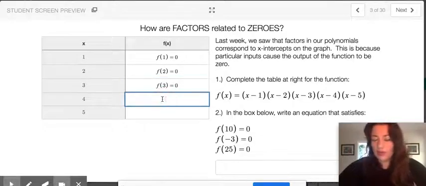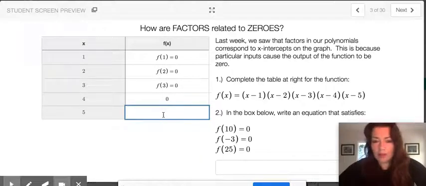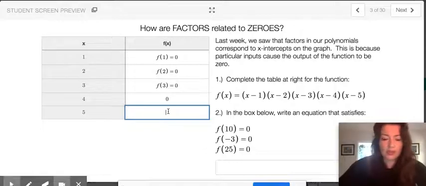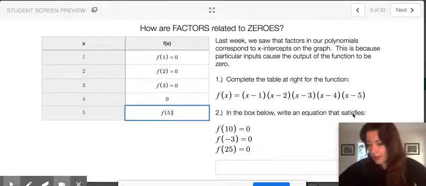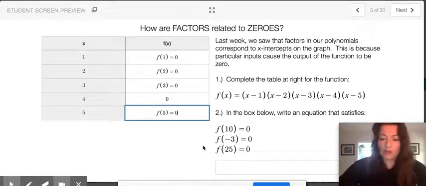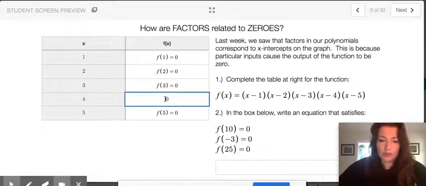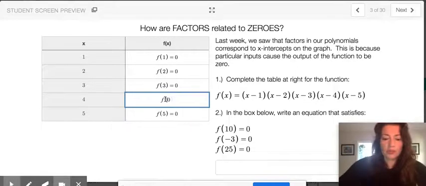And by the way, if you only wrote 0 here, that is correct too. But I'm just putting that extra notation to show you that f of 3 equals 0 is one way to represent this. And we have f of 5. In the last factor, we can see that will equal 0 as well. Let me change this one also to f of 4 equal to 0. Okay.